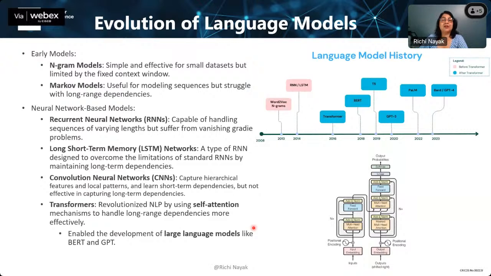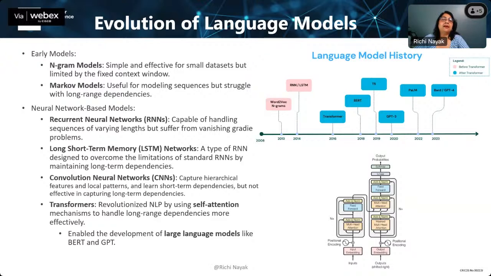Now we are going towards wrapping up the module. As we have seen, we covered early models, n-gram models, and Markov models. But it was important to learn the basics of these systems. As we saw, n-gram models are simple and effective, but they are limited. Markov models learn sequences, but they struggle with long-range language dependencies.